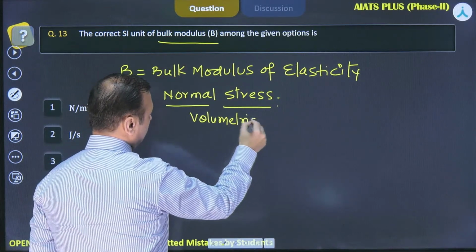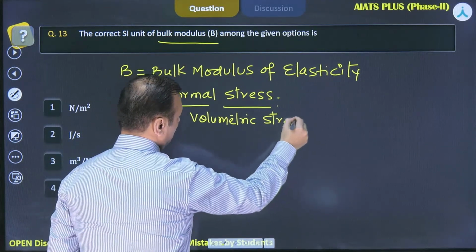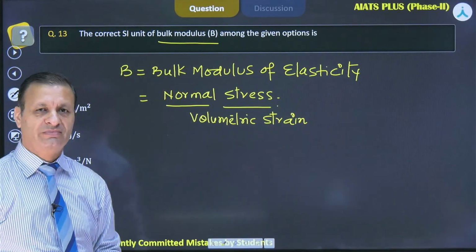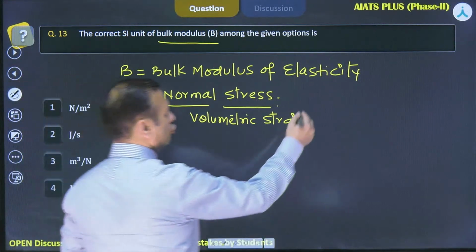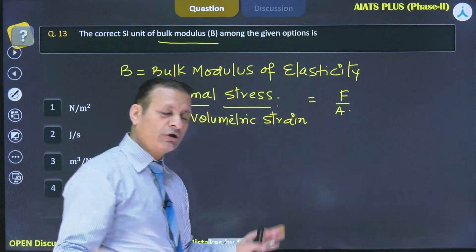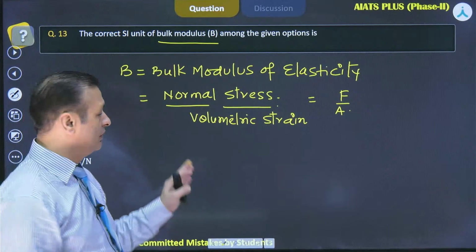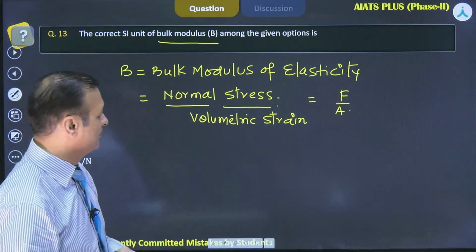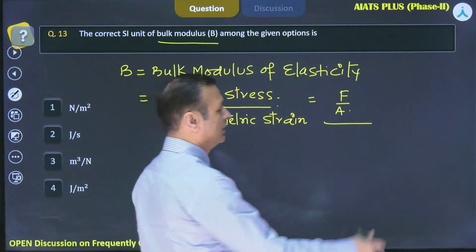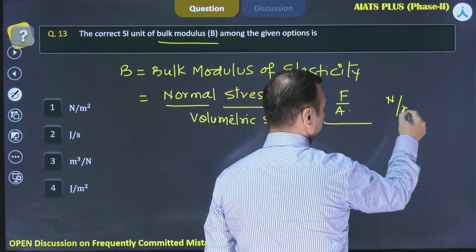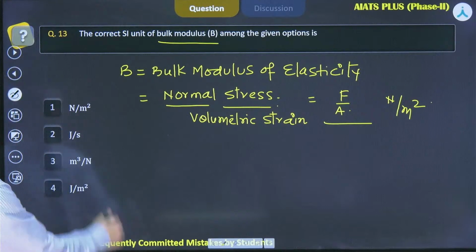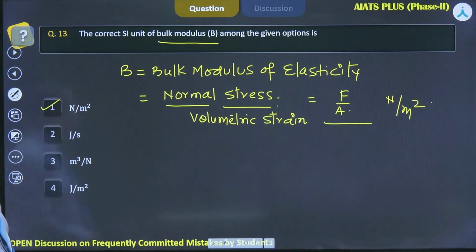So this is defined as the ratio of normal stress to volumetric strain. And we know normal stress is force per unit area. I am talking about not the expression here. So we'll be discussing first the units, and volumetric strain is unitless, dimensionless. So if you talk in terms of units only, it has to be Newton per meter square only. So this is the correct option we have.